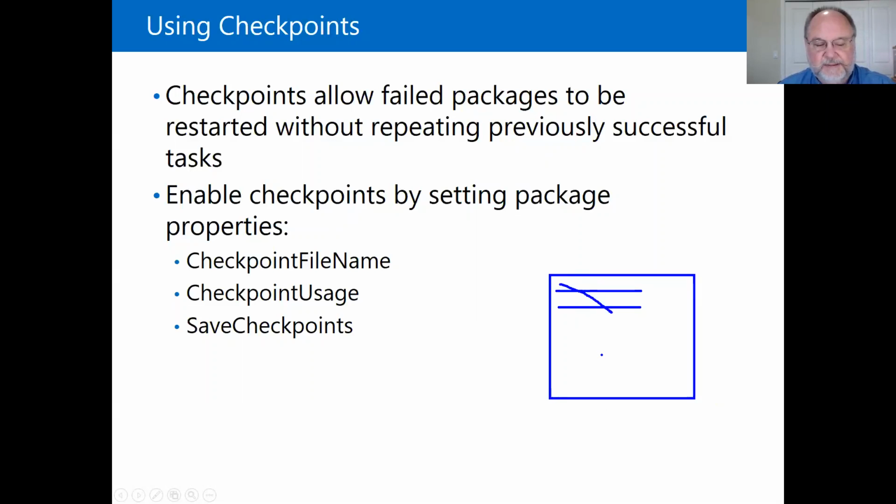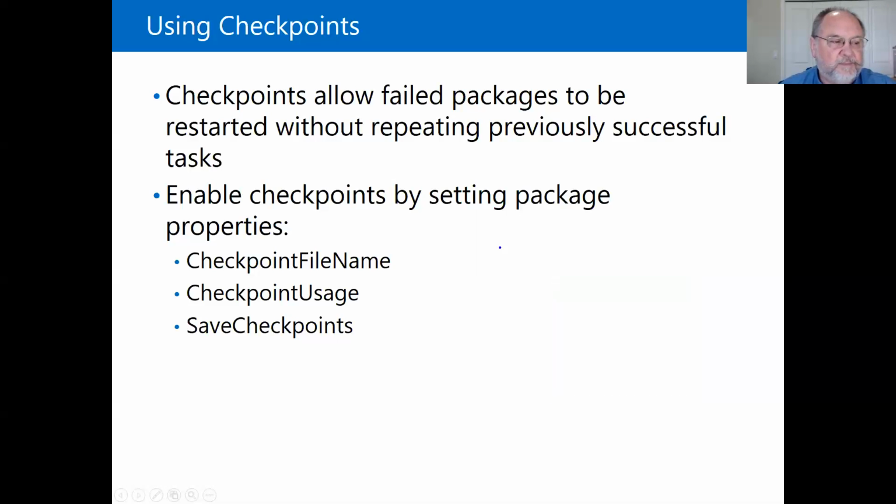On the other hand, if the package runs successfully and all four of my tasks run and there are no errors, then when it's all finished, it simply deletes the file so that the next time it starts up, it looks for that file, sees that the file doesn't exist, and therefore knows to start from the beginning. If it did exist, it would read it and start from wherever it left off. So that's kind of what checkpoints are and how they work.